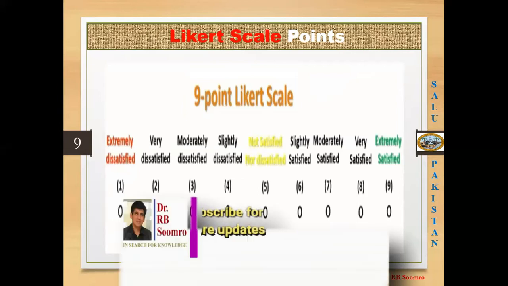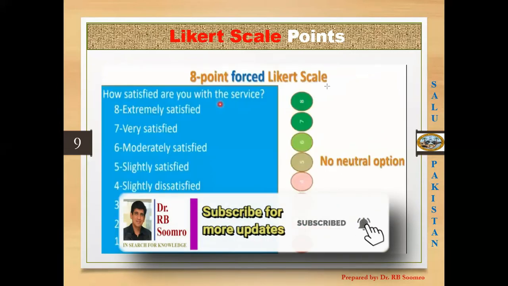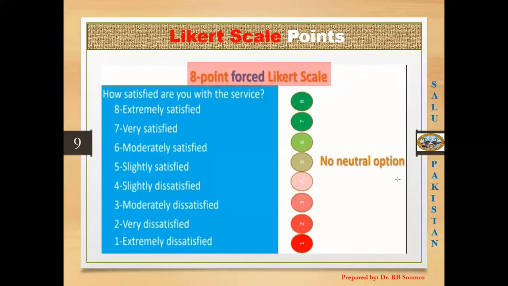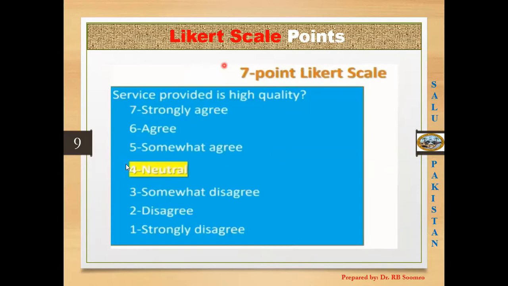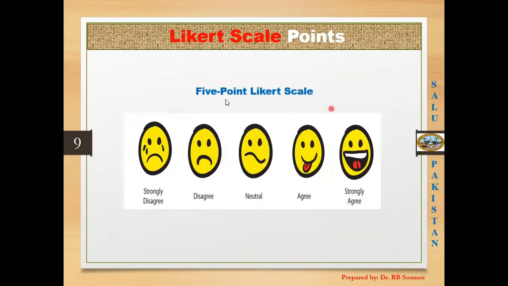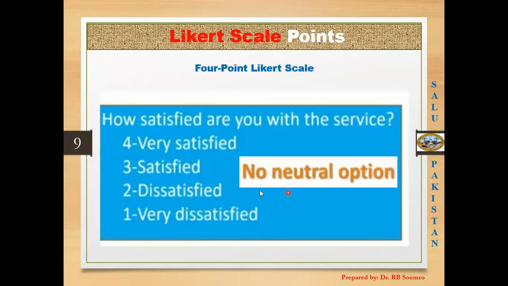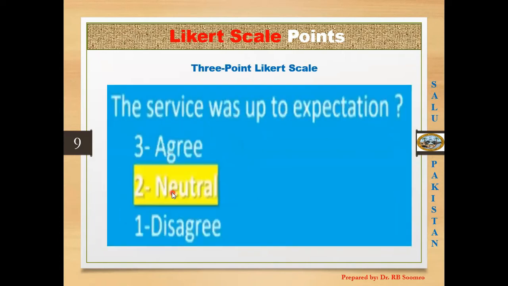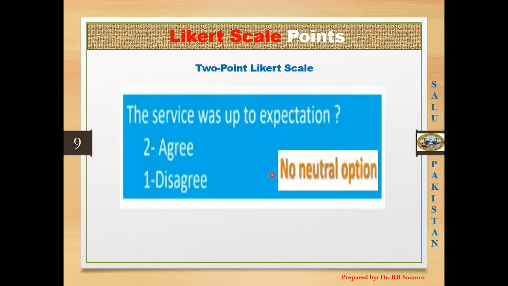If we come down, this is the 8-point forced Likert scale because there is no neutral option at all, so you have to show your behavior on any one. Another one is the 7-point Likert scale, where the neutrality option is available. With the 6-point Likert scale, there is no neutral point, so by taking any one you show your behavior. This one is a very popular 5-point Likert scale, where neutrality is available. The 4-point Likert scale has no neutral option, the 3-point again has a neutral option, and the 2-point has no neutral option.